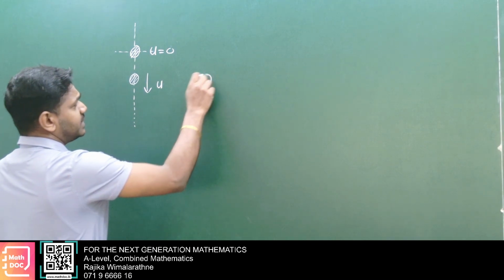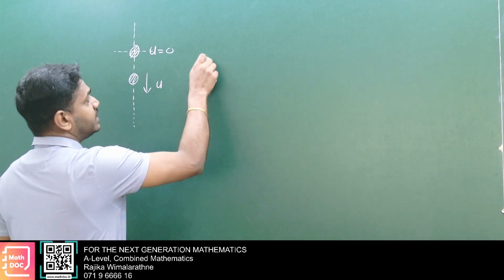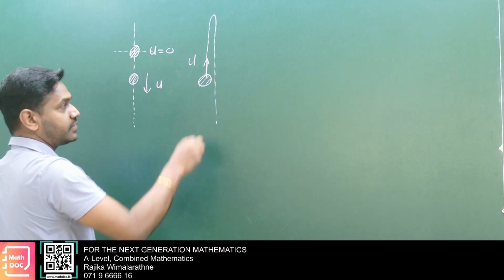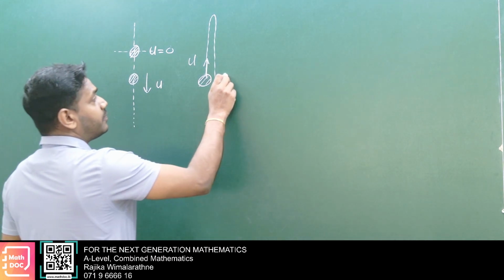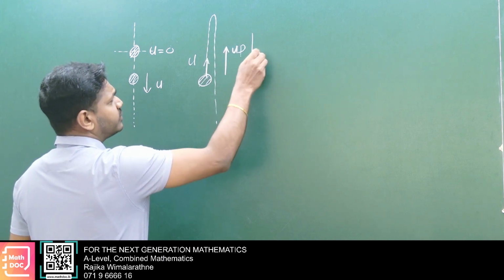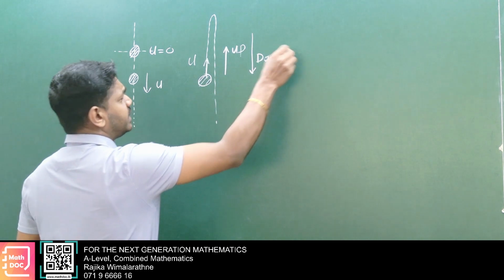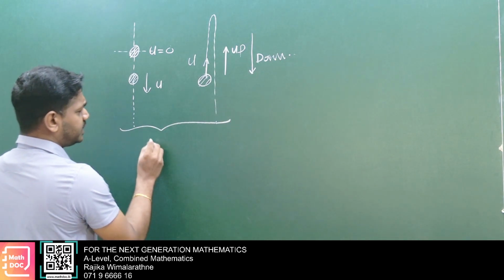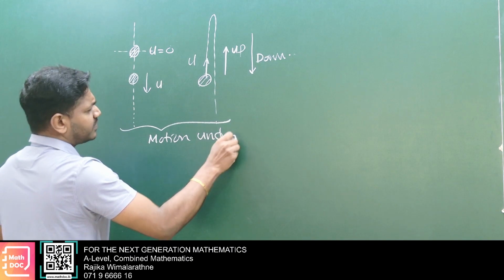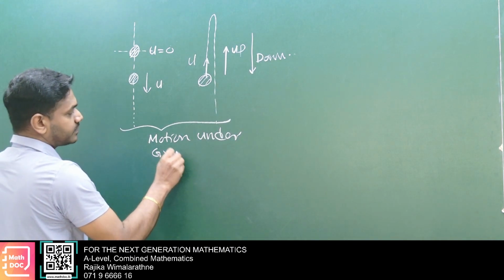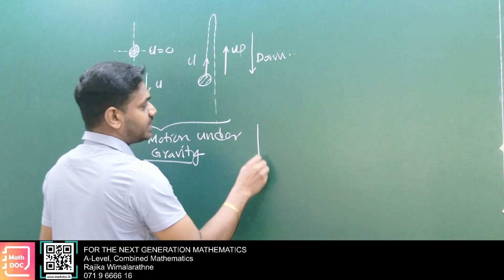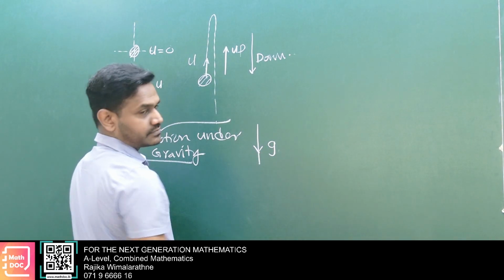Consider a particle that moves upward with initial velocity u. It goes like this: upward motion, then it turns to downward motion. Anyway, all these motions we call motion under gravity. Motion under gravity means always gravitational acceleration downward g.